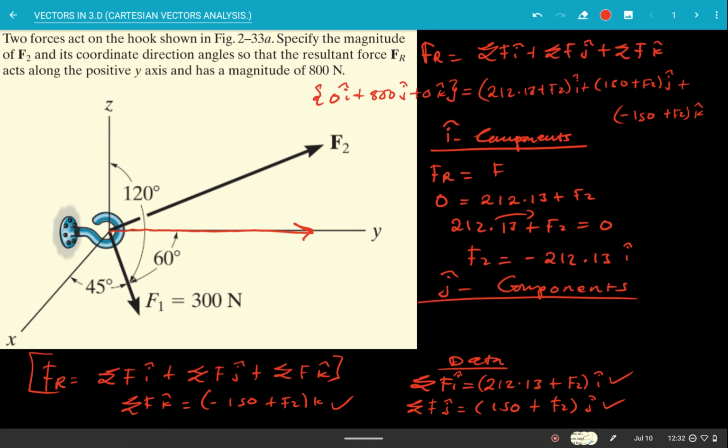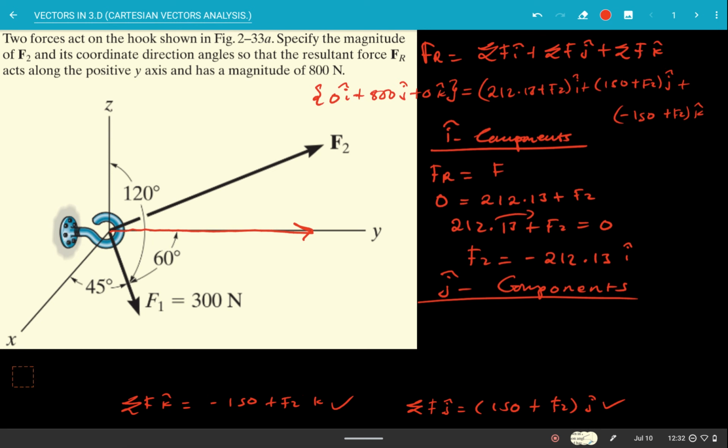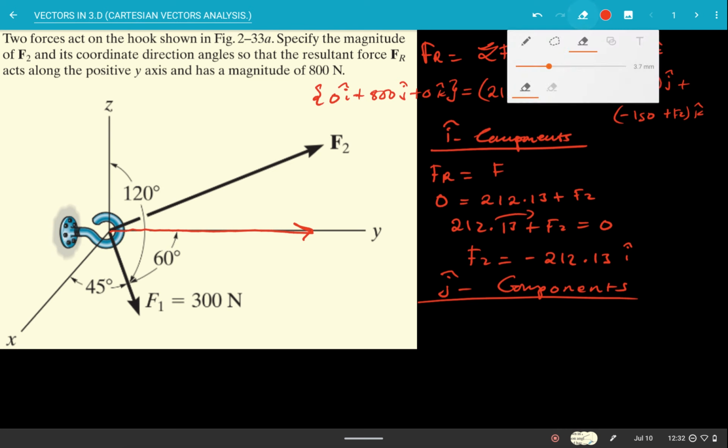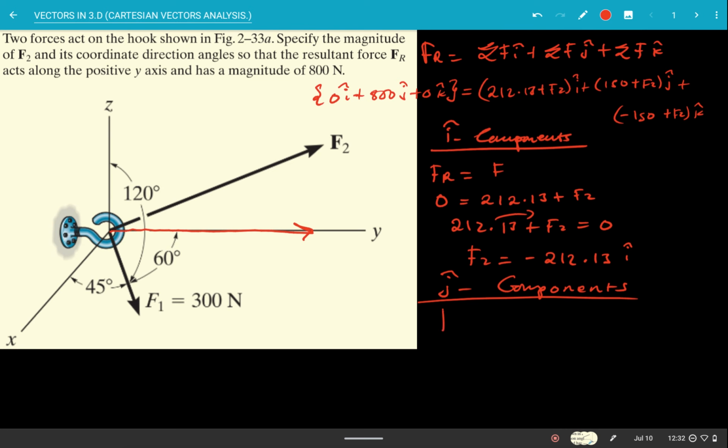Now, for the J component, we'll do the same thing. Remember, get corresponding what? Values. So we need to get the values that are corresponding. Remember, it's the resultant being equal to the given force. The resultant in the J has 800, and the given force has 150 plus F2. So this 150 will go the other side, and you have F2 being equal to 800 minus 150. When you do 800 minus 150, you will get about 650, and that will be in the J. So we have it in the I as well as the J.